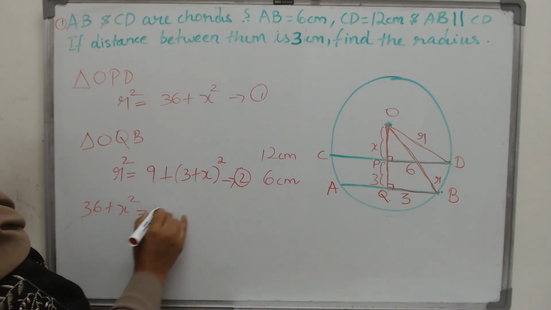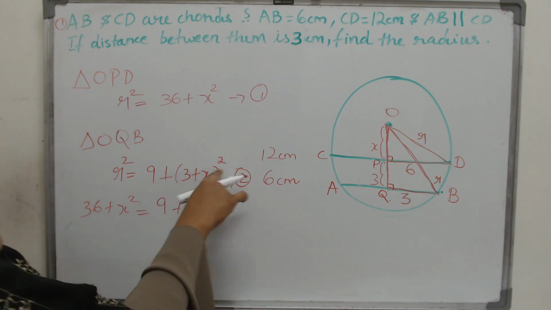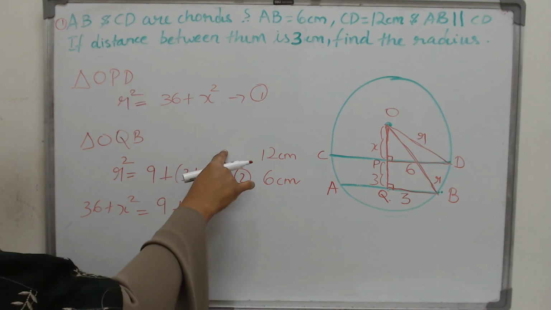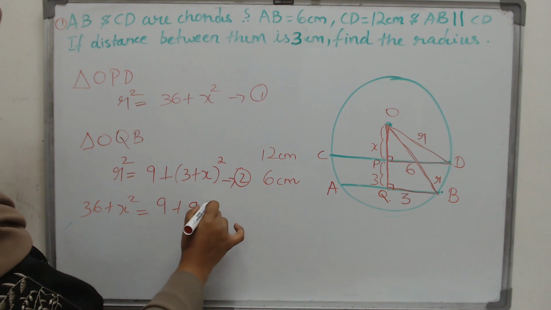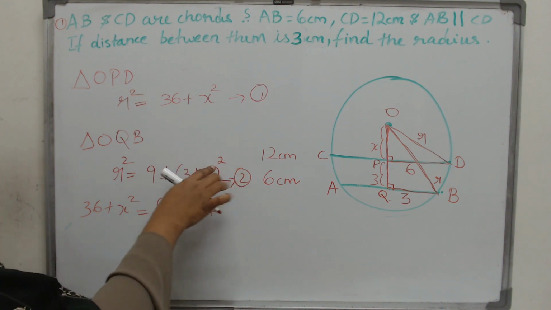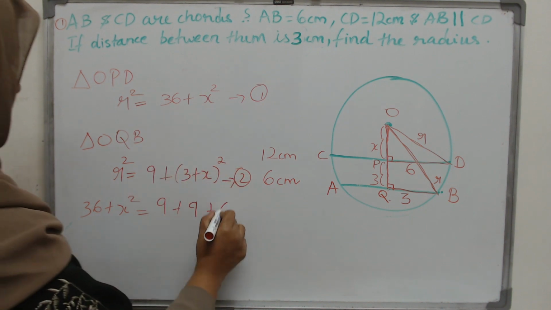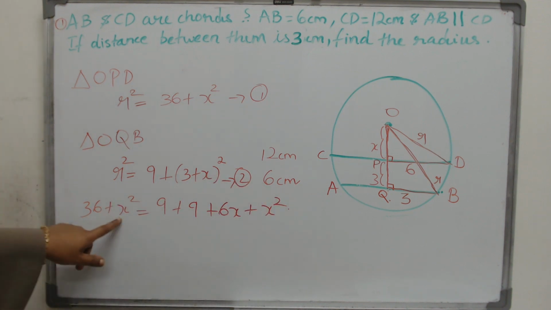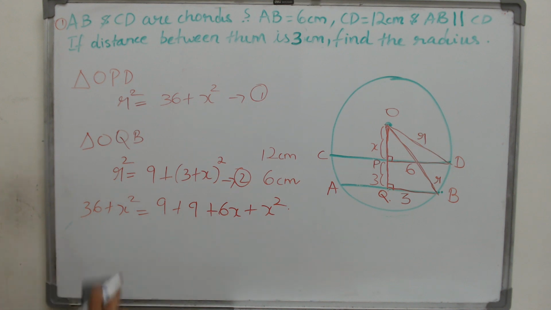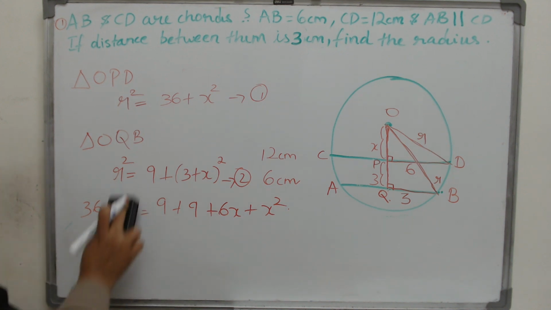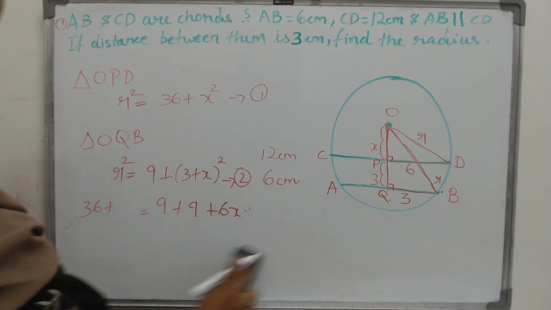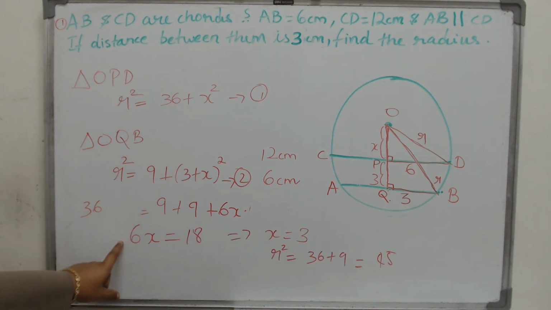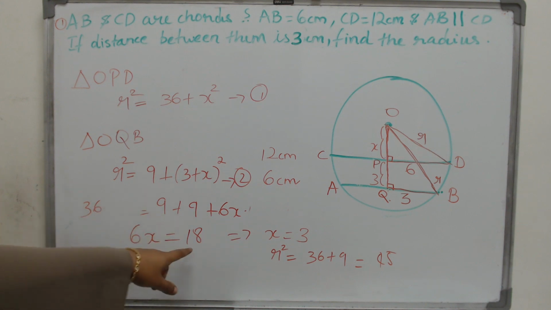36 plus x square equals 9 plus, open the brackets, a plus b the whole square, which is a square plus all of this multiplied, 2 into 3 into x, which is 6x, plus x square. You see this? And x square here and x square here, two equal terms, which means you can remove them. There. Solving this equation, you will get what? 6x is equal to 36 minus 18, which is 18. So x is equal to 3.